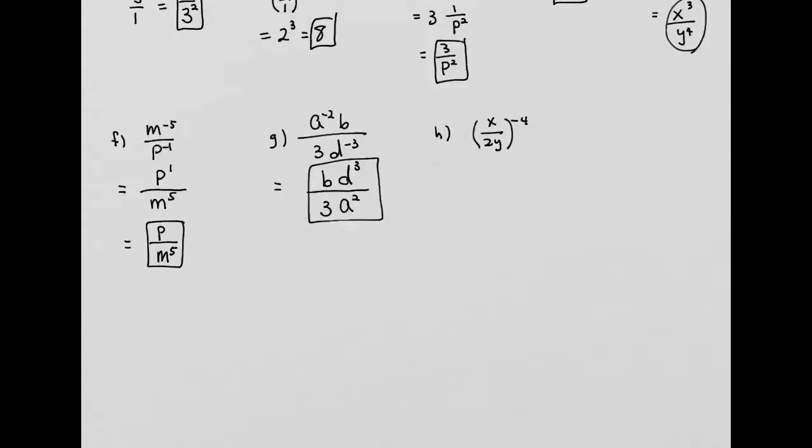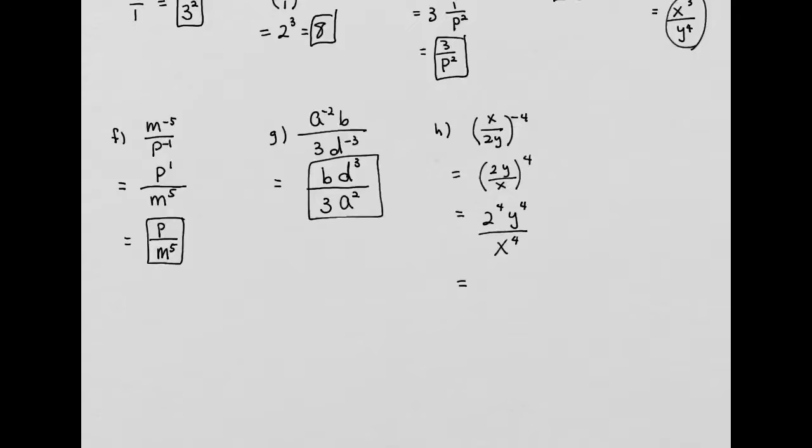So the last one, if you want to get rid of negative exponents, flip the base, and then it looks like I can distribute, right? I can distribute into multiplication and divisions. When you simplify this, 2 to the fourth exponent is 16, y to the fourth over x to the fourth.